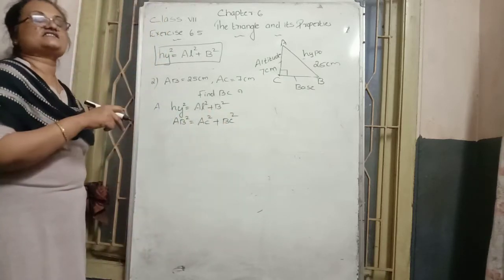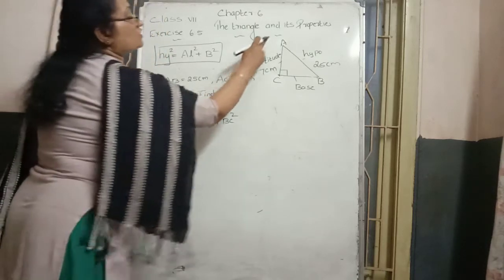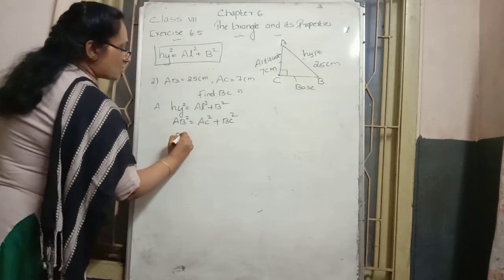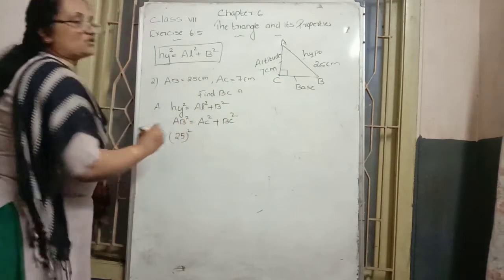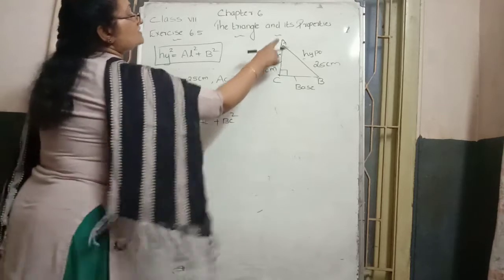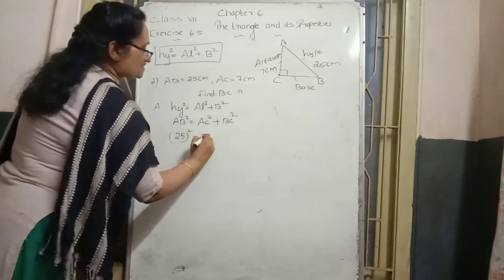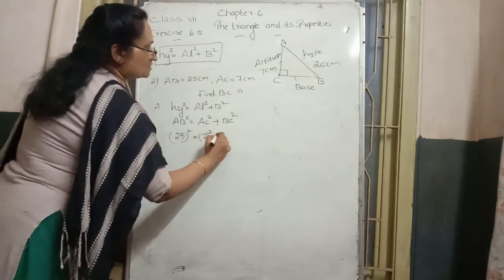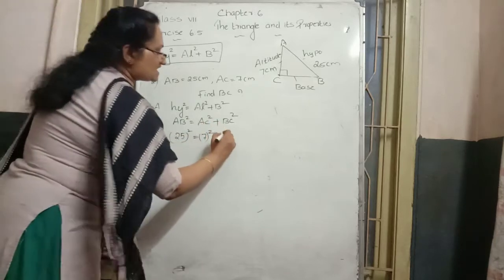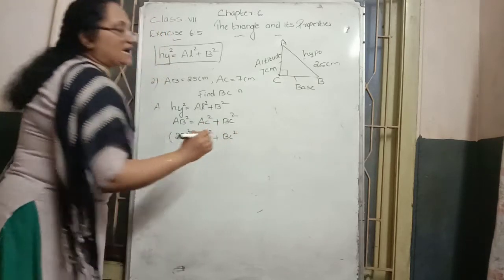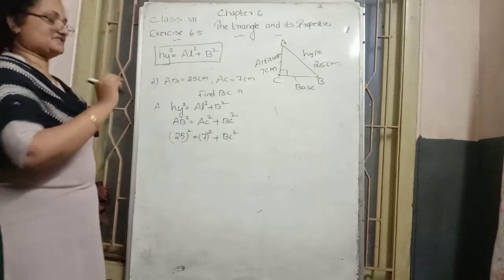Then next, second step, value substitute. AB value how much? 25, but whole square, that's why we keep a whole square. AC means this side altitude, how much? 7, so 7 whole square, 7 square, plus BC side value we don't know, we want to find out the BC side.